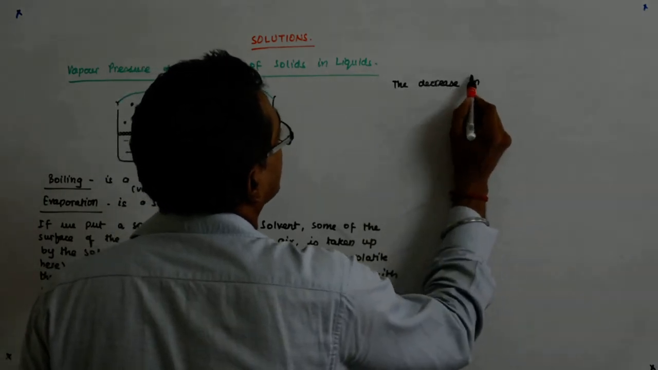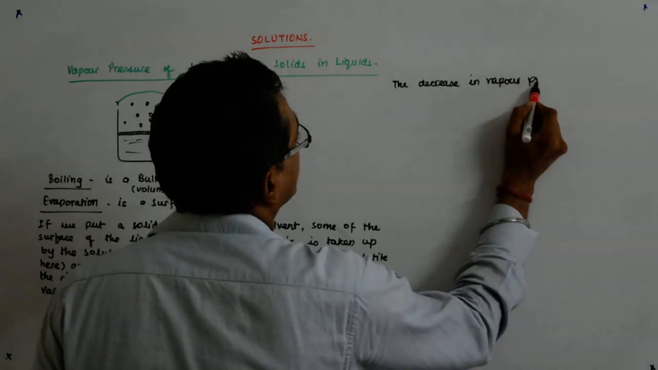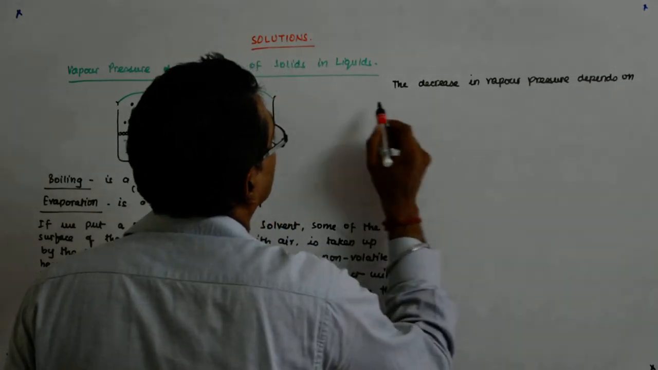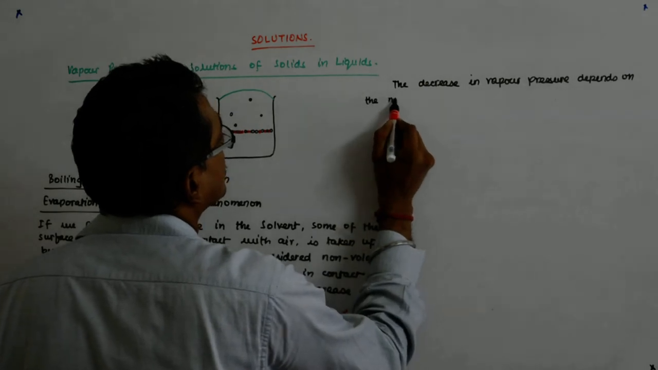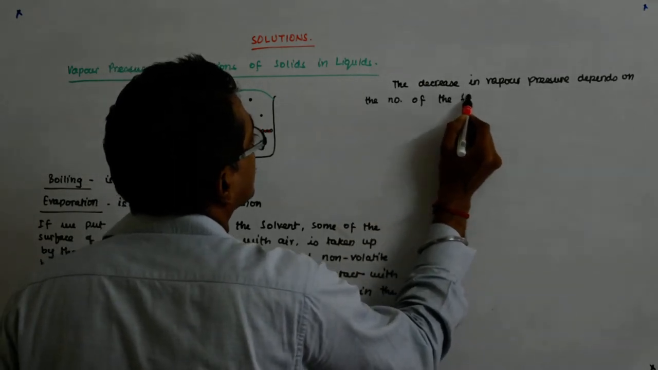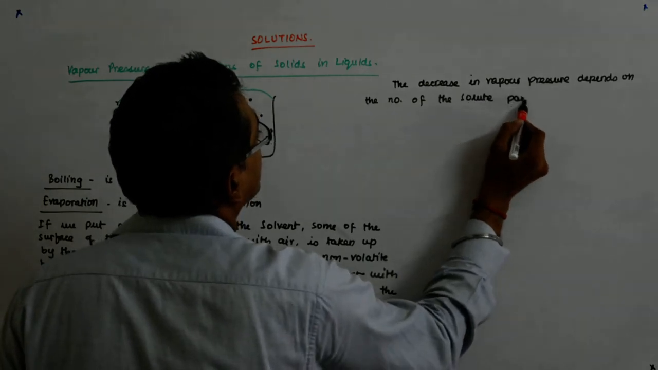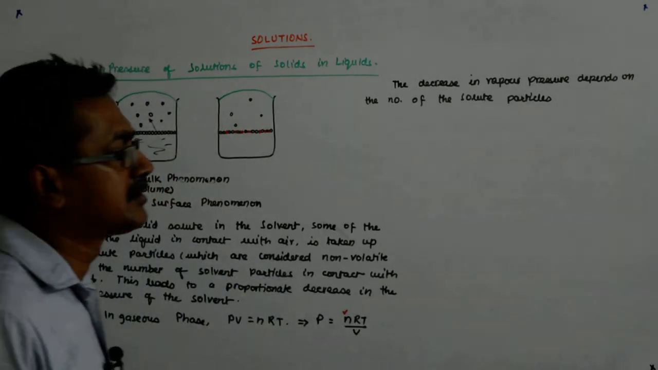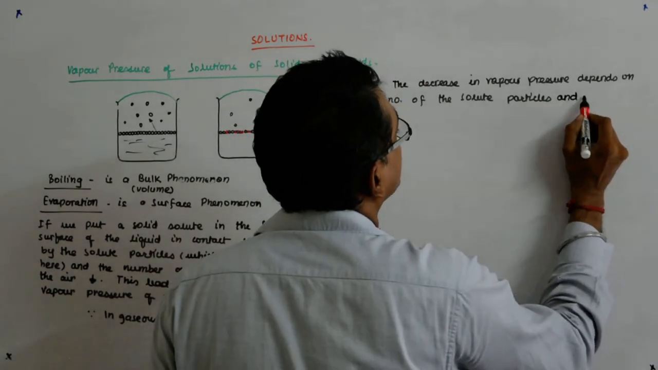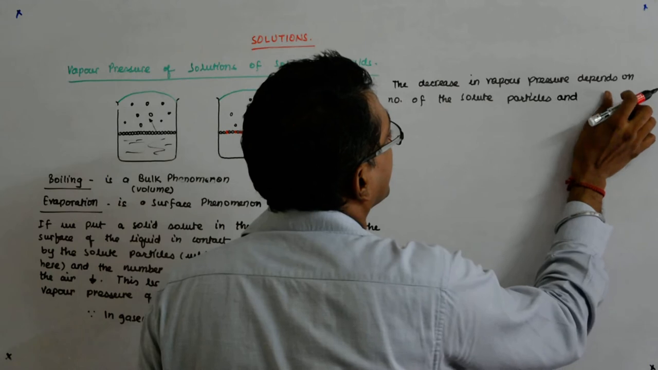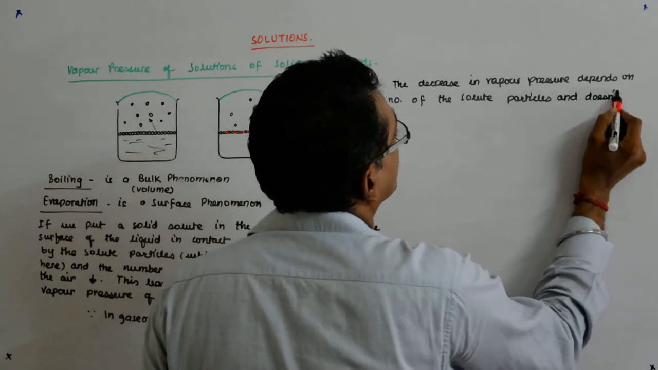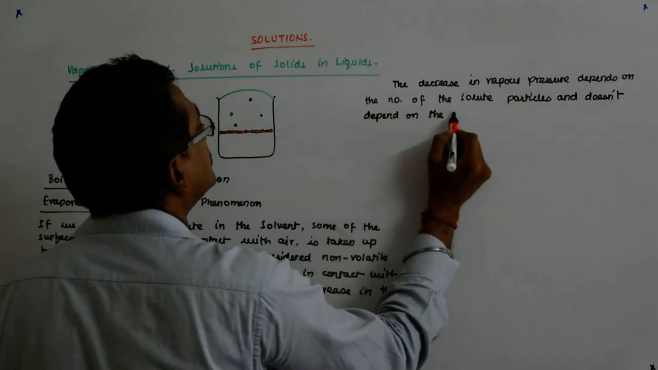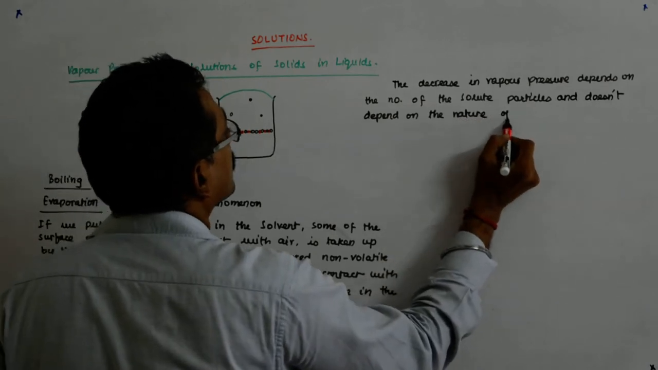The decrease in vapor pressure depends on the number of the solute particles and does not depend on the nature of solute particles.